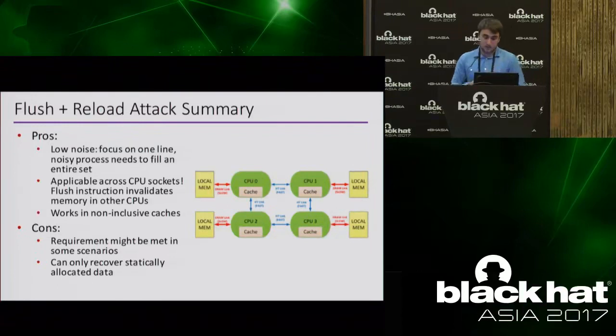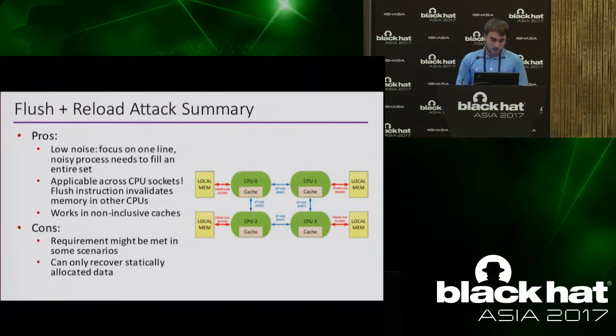The second advantage is that, surprisingly, it's applicable across CPU sockets. Why? Because the flush instruction doesn't only flush from the last level cache, but also invalidates the memory block, and that will cause other CPU sockets to also invalidate the memory block from their cache hierarchy. And since we have fast links between CPUs to retrieve data faster from another CPU socket's cache, this attack is fully applicable across CPU sockets. And also, for the same reason, we don't require the inclusiveness property in this one, because the invalidation will invalidate the block even in non-inclusive caches.